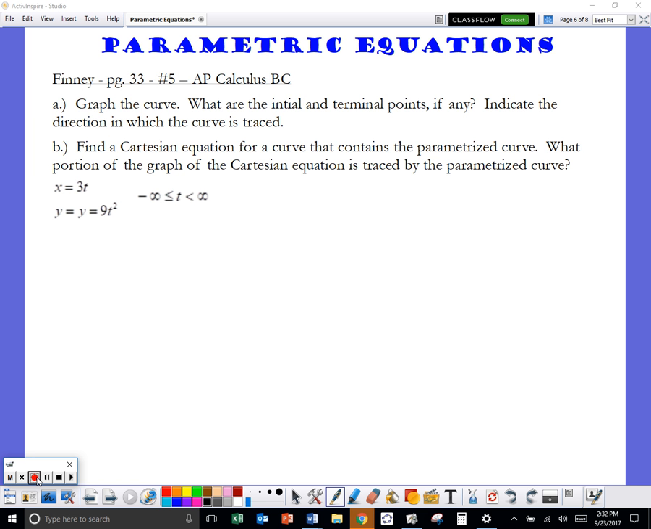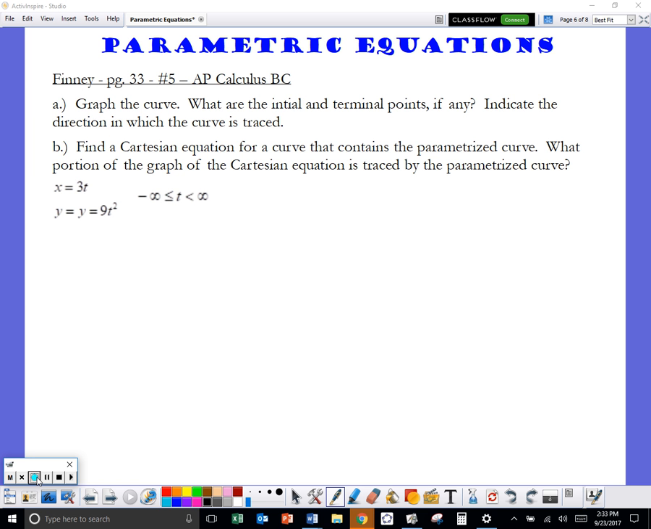Okay, this one will not have any initial or terminal points because, as you can see, t has been allowed to go from negative infinity to positive infinity. And so, therefore, we're going to get the entire curve. As you've seen on the other one, we didn't get the entire curve because we started t at 0. Therefore, we were getting a portion of the curve starting at a certain initial point and continuing on, possibly to infinity, and we wouldn't get a terminal point there.